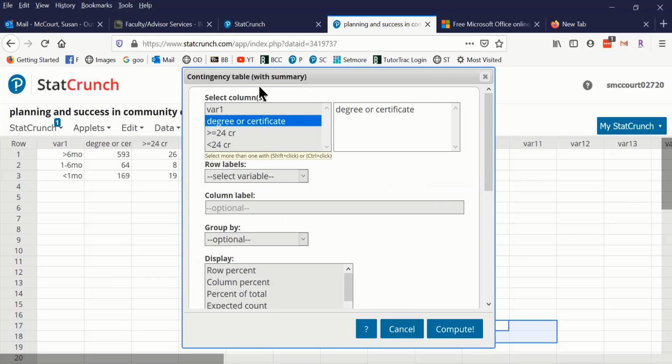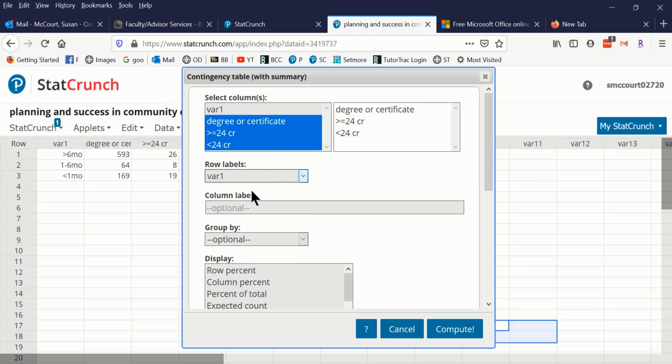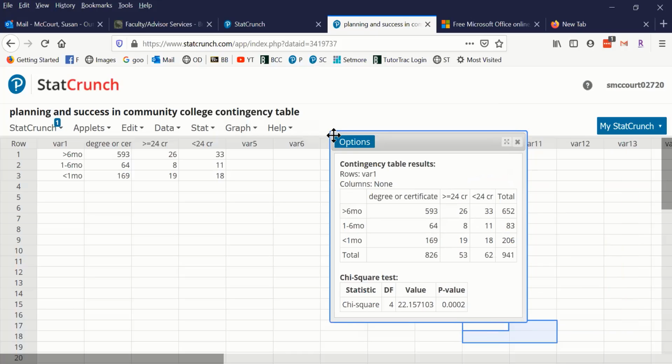Our columns are degree or certificate, etc. So we pick all 3 columns, and our row labels are found in var 1 because I didn't name it anything. If we just do that, then we just get our table. There's nothing special about it. And we can get a p-value for chi-square.